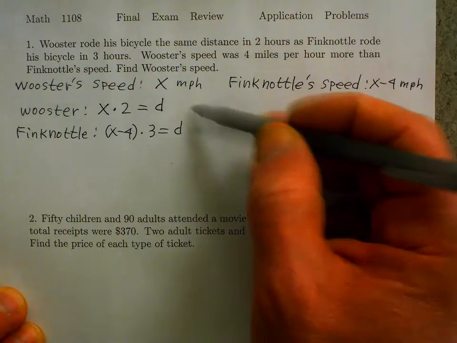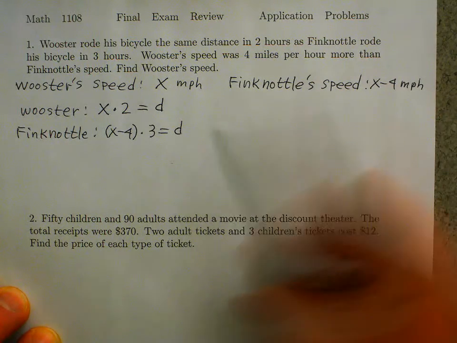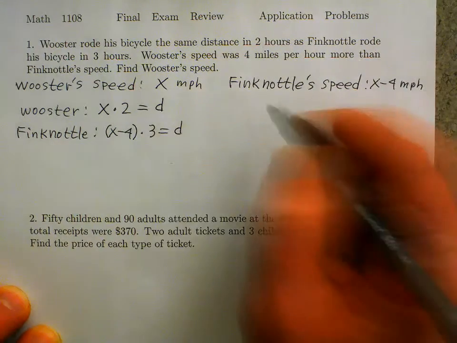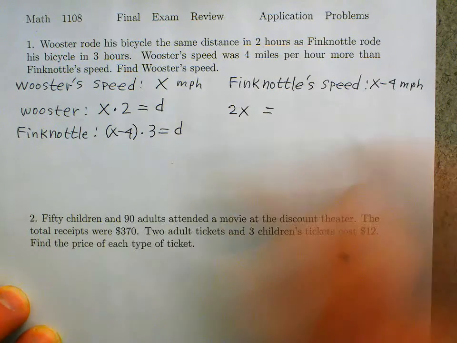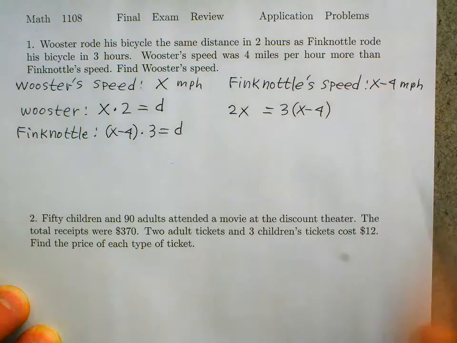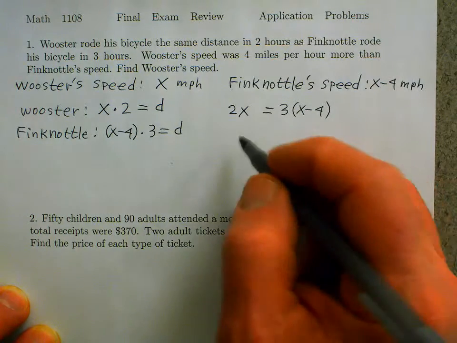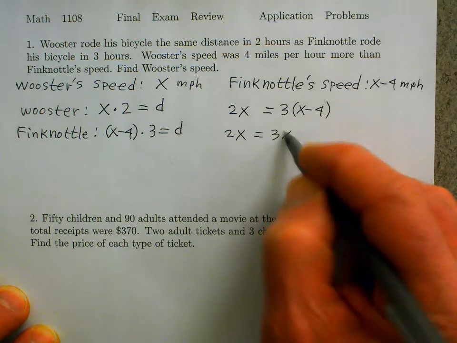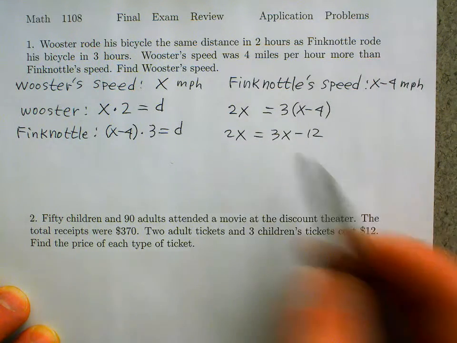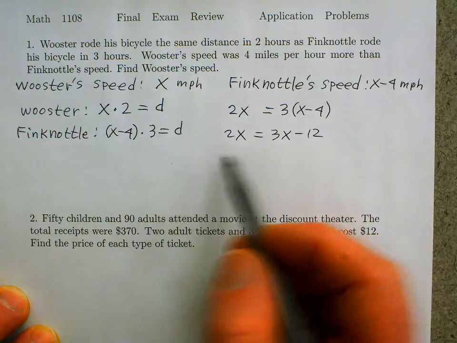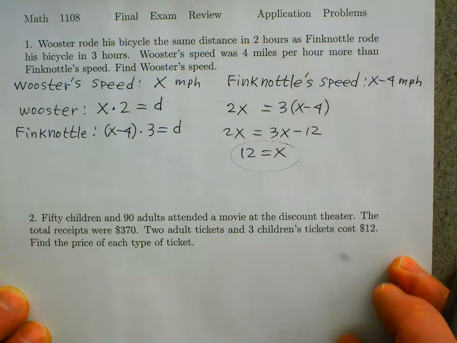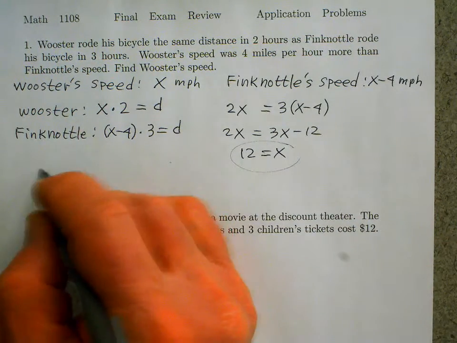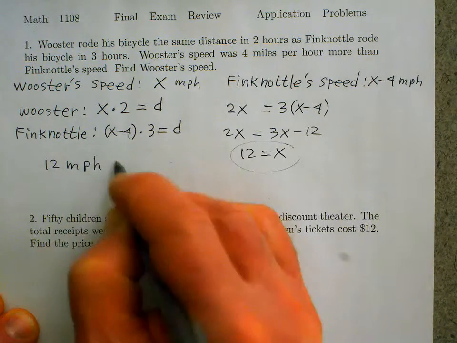So since the two distances are the same, we can write Wooster's distance is 2x. That's equal to Finknottle's distance, which is 3 times x minus 4. Because each one of those is equal to the distance, but the distances are the same. So we end up with a simple equation to solve. 2x equals 3x minus 12. Then if we add 12 to both sides and subtract 2x from both sides, we get x equals 12. So Wooster's speed is 12 miles per hour.